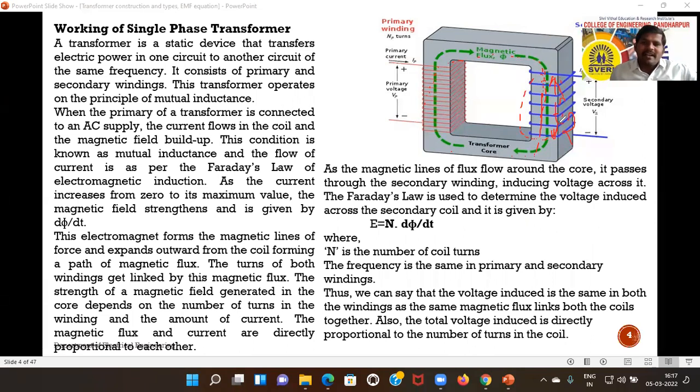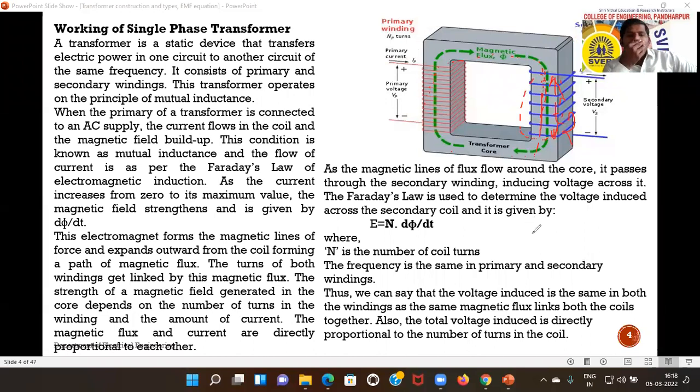So do you know Faraday's second law? Can anyone tell me Faraday's law of electromagnetic induction, the second law? Hello. Faraday's law of electromagnetic induction has two laws, first one and second one. Can anyone tell me the second law?